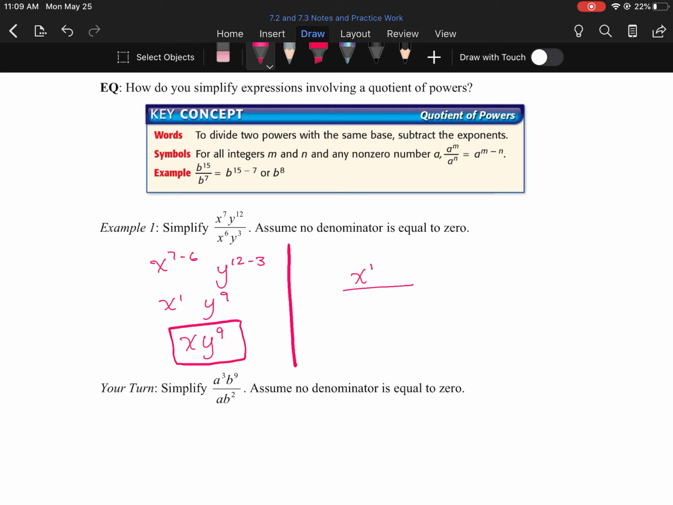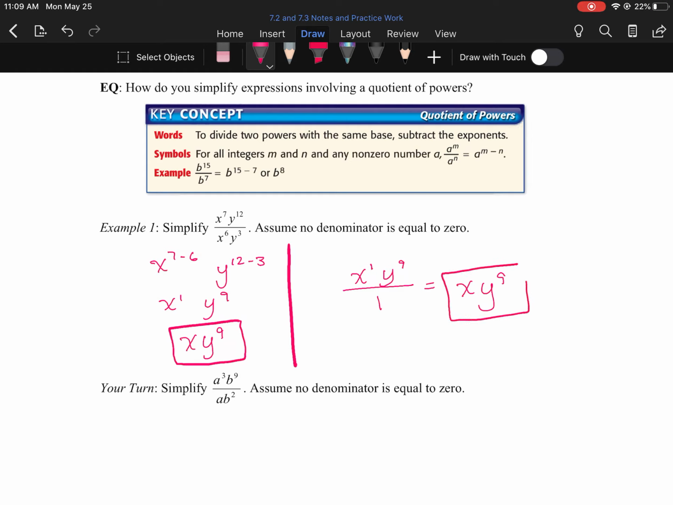Now if I look at my y's, I had 12 y's up top, 3 y's on the bottom. Where do we have more y's? We have more y's up top, so I write my y up top. And then how many more did I have up top? I had 9. So I have nothing down in the denominator, so we could put it as a 1, because that's how we write any fraction, but without that 1, it would be x y to the 9th.